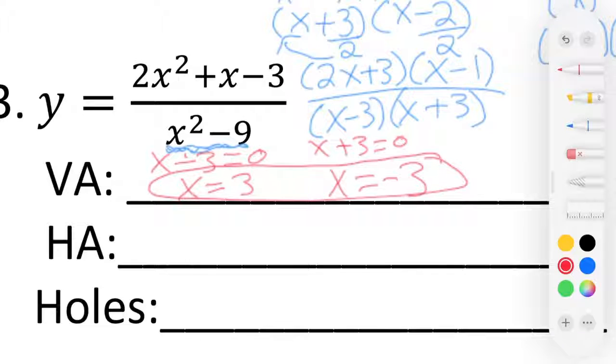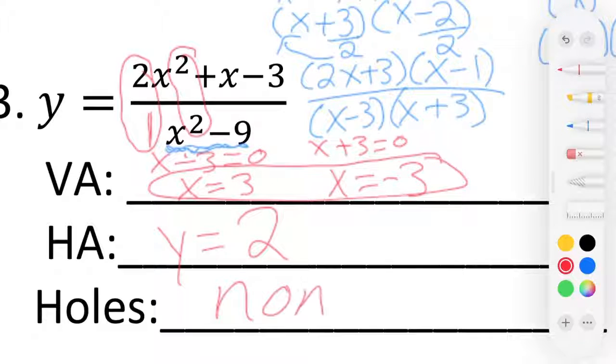For your horizontal asymptote, you're looking at your degrees. Your degrees are the same. So you're looking at your leading coefficients, 2 over 1. So you will have y equals, instead of 2 over 1, simplify, 2 divided by 1 is just 2. Then your holes, again, your holes is dependent on your common factors. There are no common factors, so there is no holes.